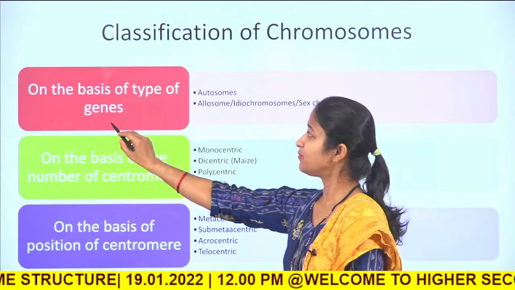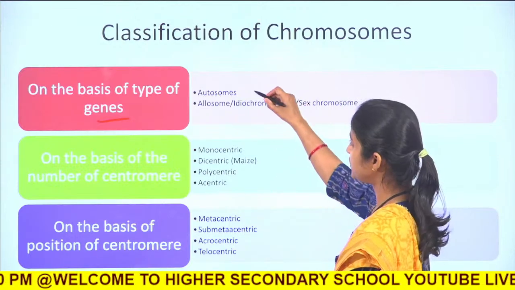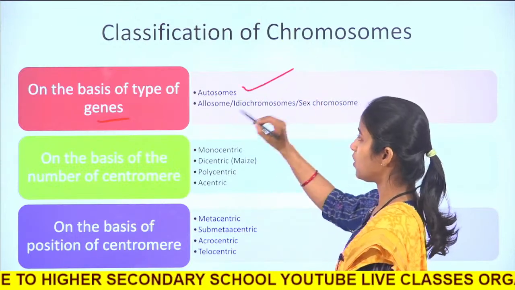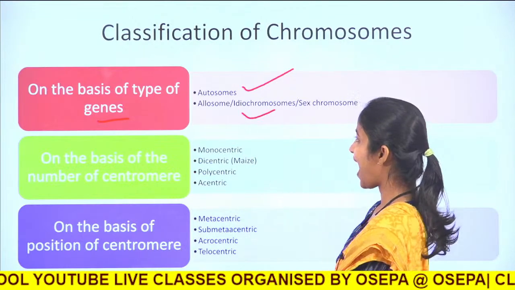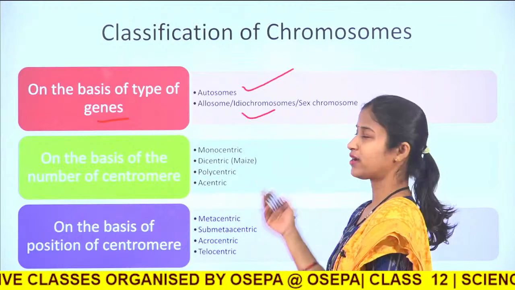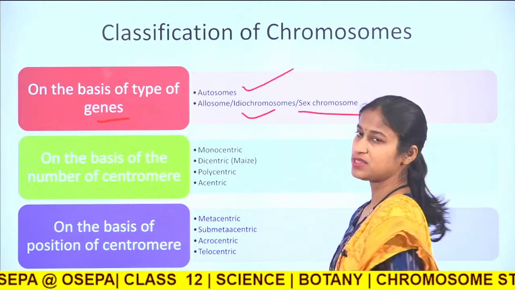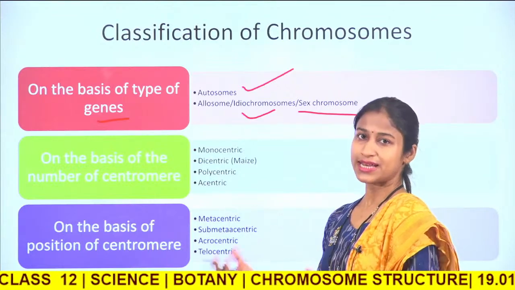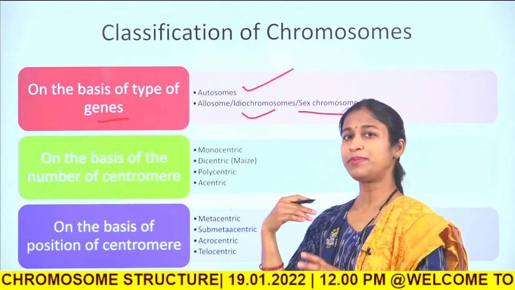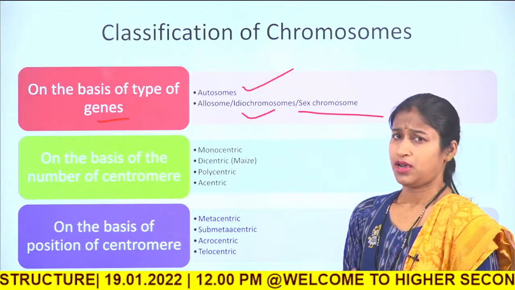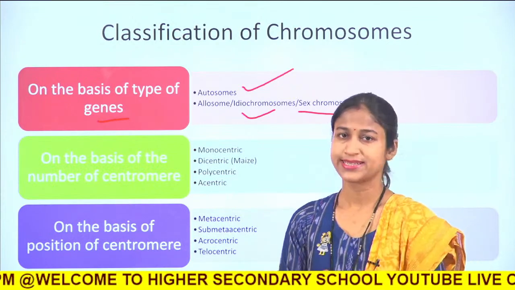On the basis of the type of genes, we can classify the chromosomes once as autosomes, the other as allosomes, or in other words, they are called idiochromosomes or sex chromosomes. The very simple term is sex chromosome. So, on the basis of genes, what can we classify them as? Autosomes or allosomes. Let us have an example.